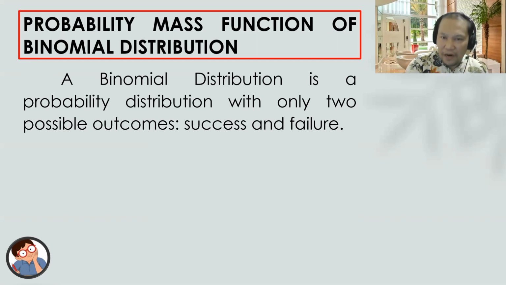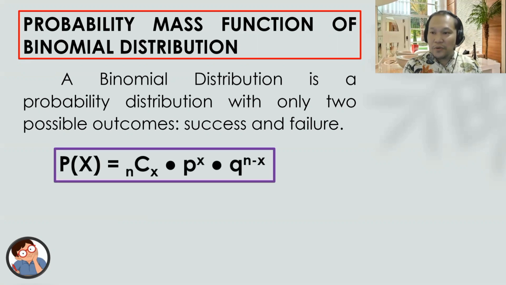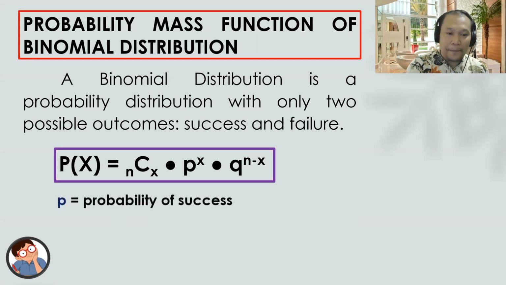To guide us further with this concept, we have the formula. The probability of a certain random variable is equal to the combination of n and x, multiplied by the probability of success raised to how many times it will appear, and then q, the probability of failure, raised to n minus x, wherein p serves as the probability of success, the small p.